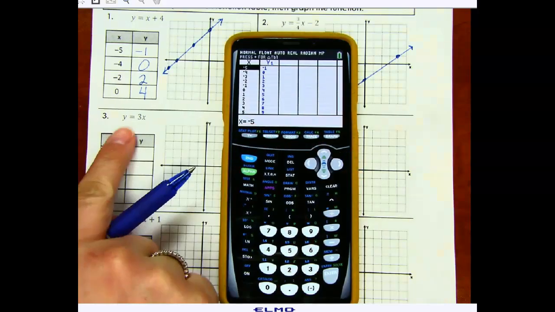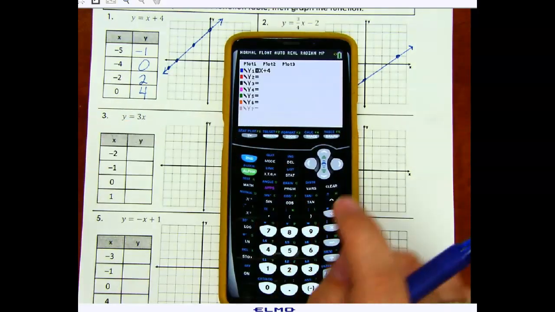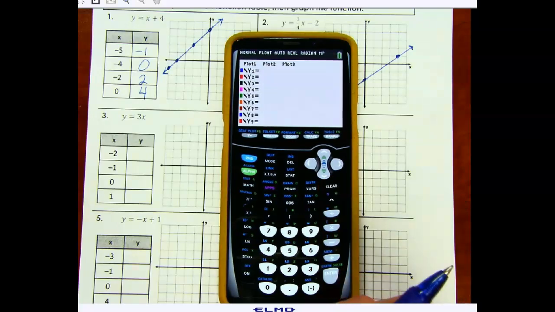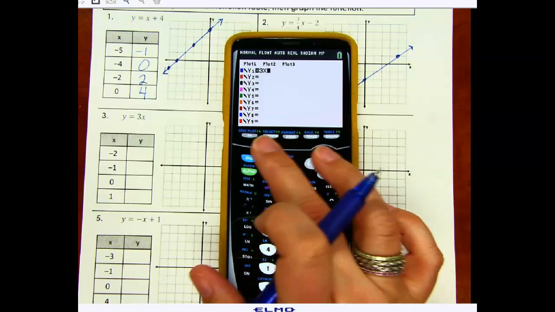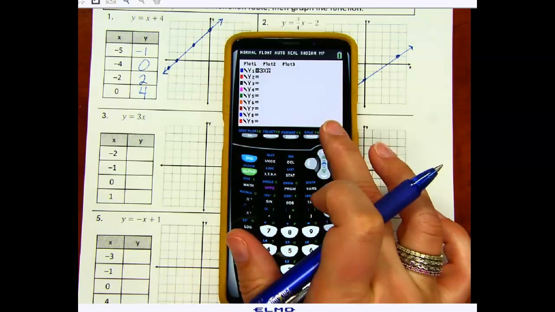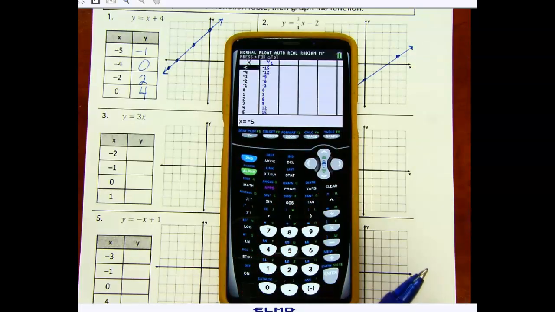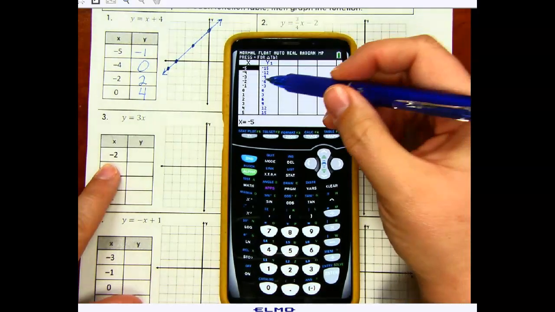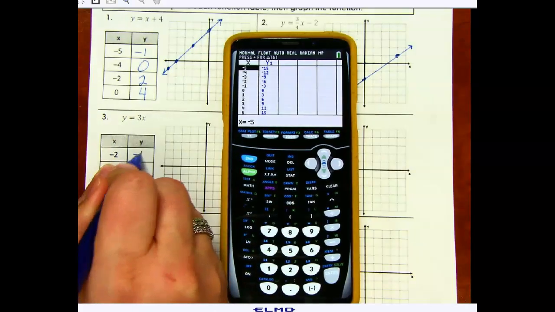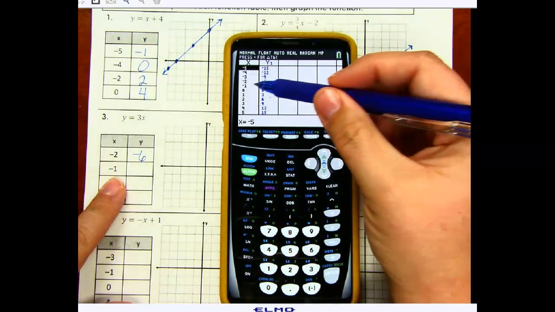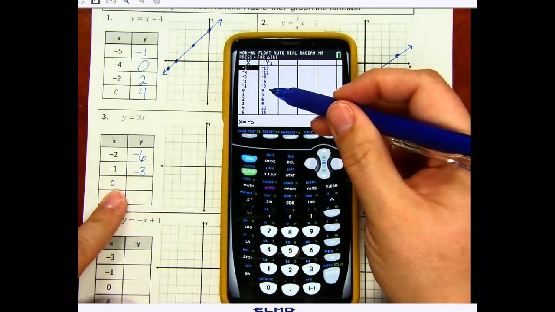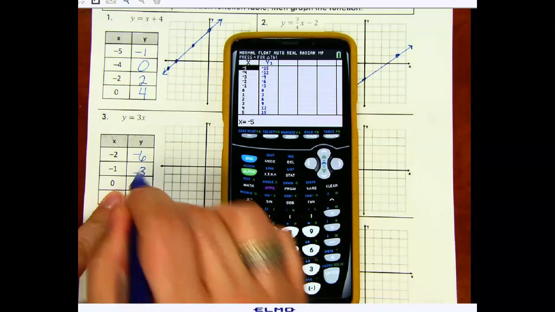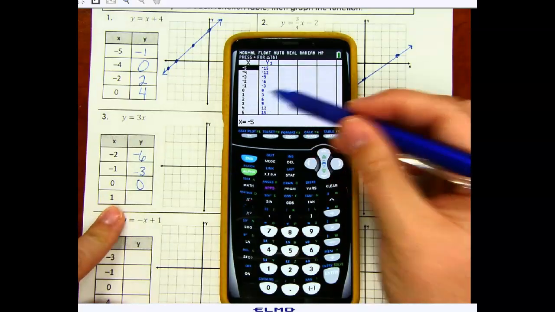So if I am going to do this one in my calculator, I'm going to go to y equals, hit clear, so there's nothing in there, and then do 3x. And then I'm going to push second and table so that I can pick out the right numbers. So I need -2. -2 goes with -6. -1 goes with -3. 0 goes with 0. And 1 goes with 3.